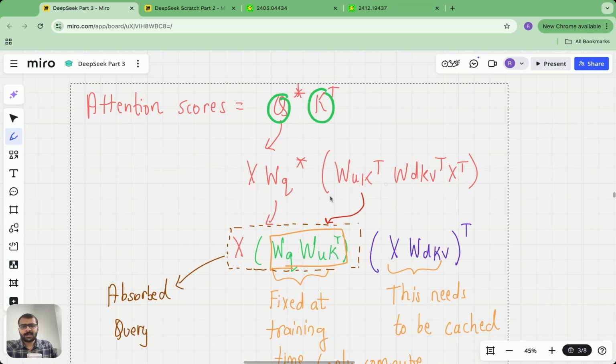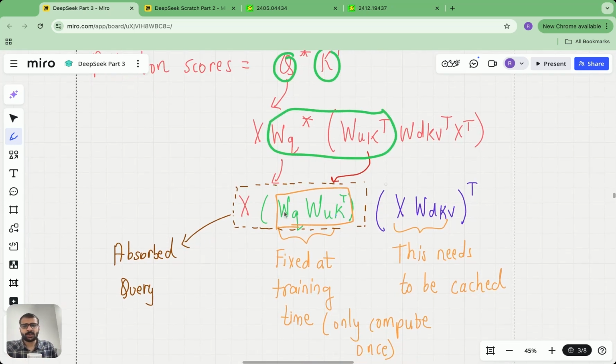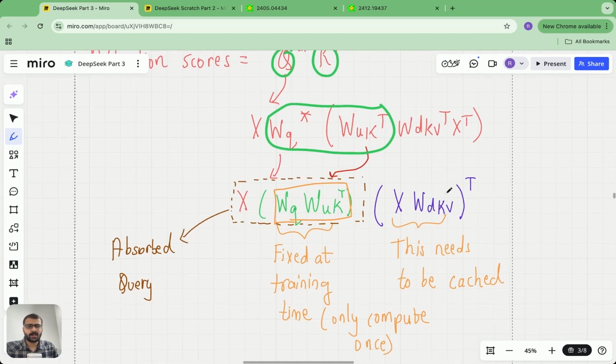The main thing I want you to focus on here is that in the latent attention mechanism, these two matrices are absorbed into one single matrix. So WQ into WUK transpose becomes one single matrix. Then what remains is X times WDKV transpose, and only this needs to be cached. This is called the absorption trick.